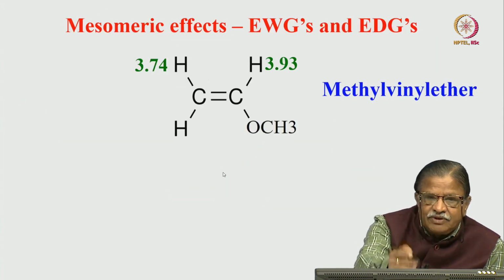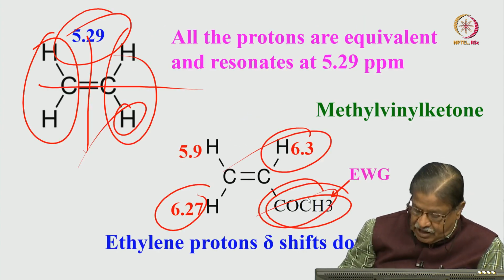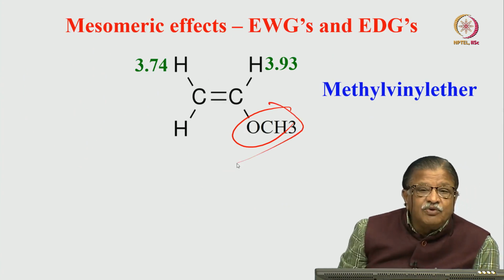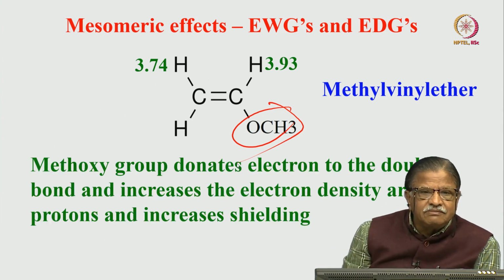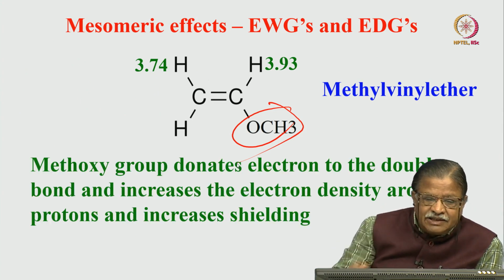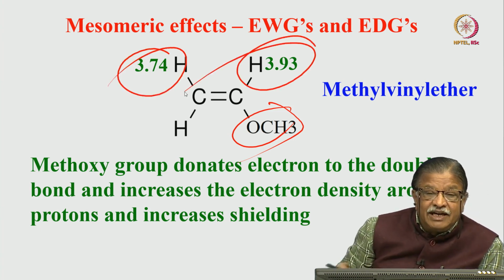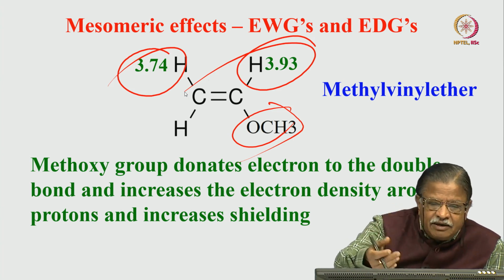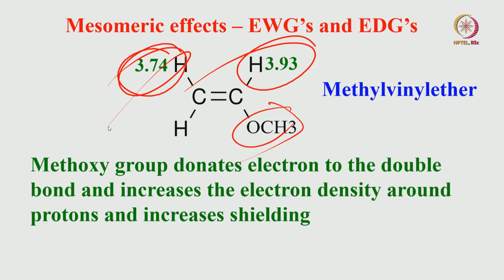On the other hand, instead of putting this group COCH3, I can put OCH3. What is OCH3? It is not electron withdrawing, it is an electron donating group, it donates electrons. As a consequence, see, it moves to the high field. Now it is not de-shielding, it is more shielded. So, it goes to the high field region. This is what happens depending upon whether you have an electron donating group or an electron withdrawing group. These are called mesomeric effects. They also contribute significantly to the chemical shift ranges.